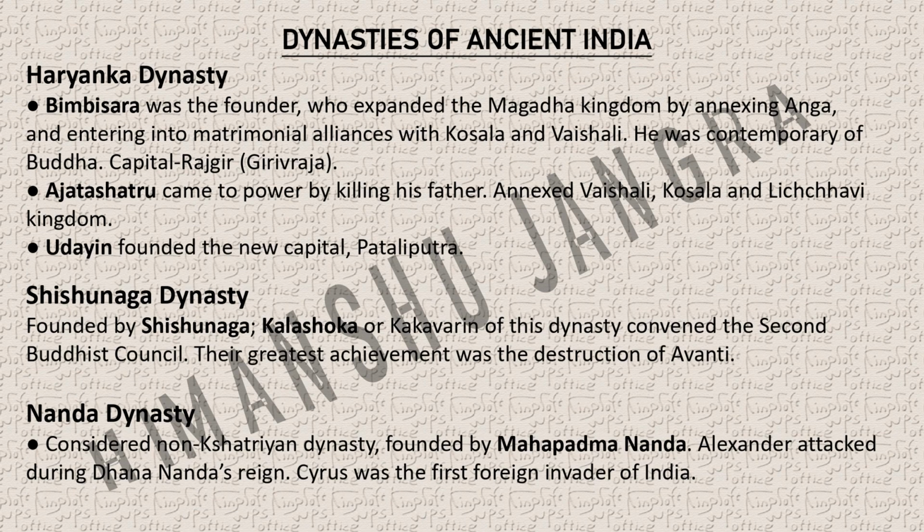Dynasties of ancient India. Haryanka dynasty. Bimbisara was the founder, who expanded the Magadha kingdom by annexing Anga and entering into matrimonial alliances with Kosala and Vaishali. He was a contemporary of Buddha. Capital: Rajgir. Ajatashatru came to power by killing his father. He annexed Vaishali, Kosala, and the Lichchavi kingdom. Udayan founded the new capital, Pataliputra.